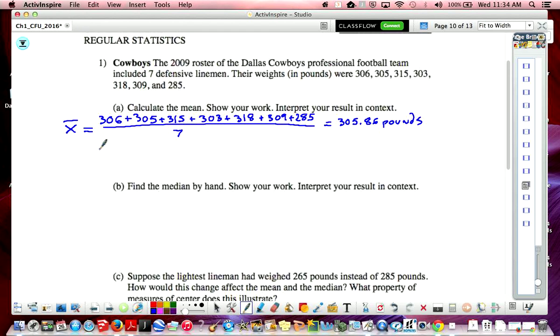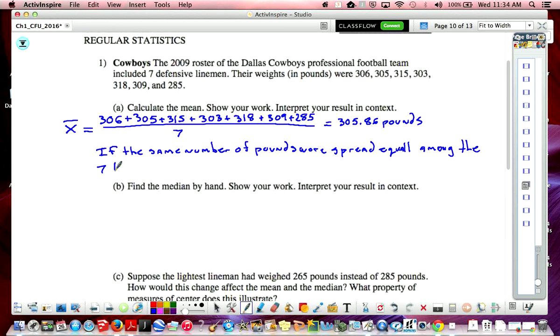Well, mean is like the average. What's the average weight of all the linemen? So something to the extent of this: if the same number of pounds were spread equally among the 7 linemen, they would each weigh 305.86 pounds.